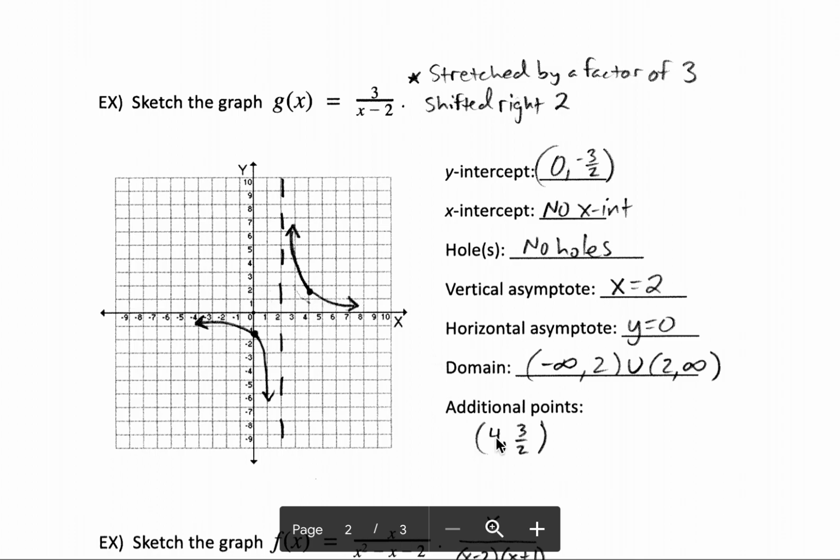I decided to try out an additional point just so I can make sure that the behavior of this graph was occurring the same, pretending that I didn't know that transformation was just my parent function shifted. So again, you can look at your data table for those, or you can plug inputs into your function to get outputs. I think if you have a graphing calculator, it's much easier to just look at your data table.